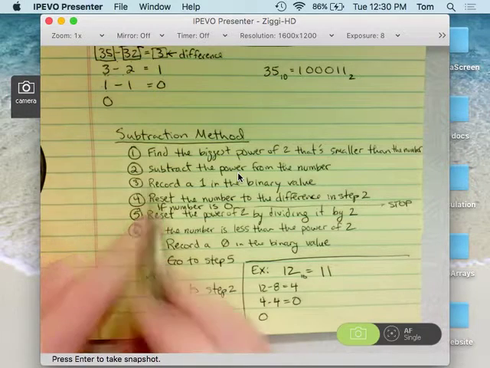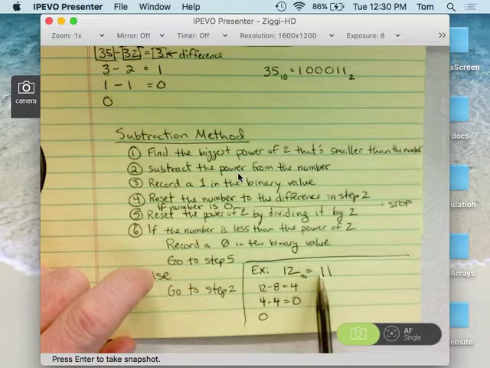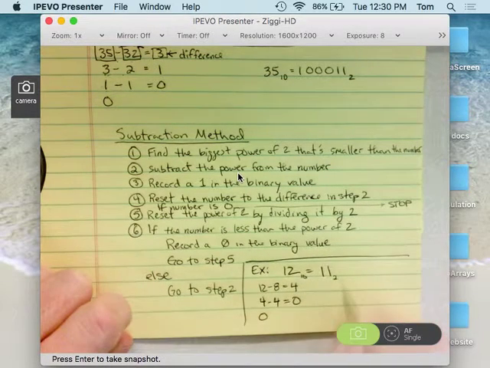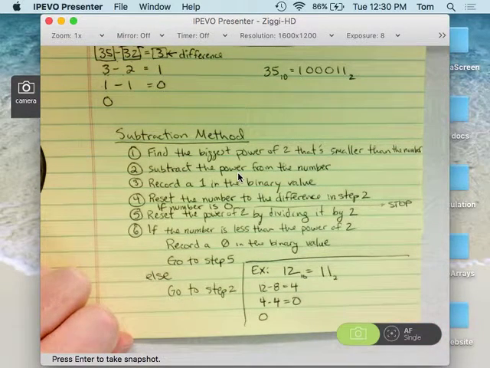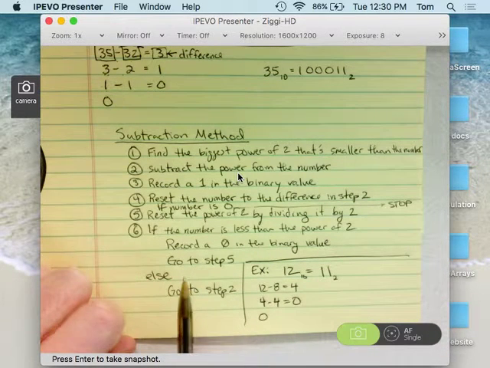So if I just follow these steps, I'm going to get 12 base 10 equals 11 base 2. Is that true? Well, no, it's not true, right? We know that that's wrong. So there's something wrong with my algorithm. What's wrong with my algorithm?